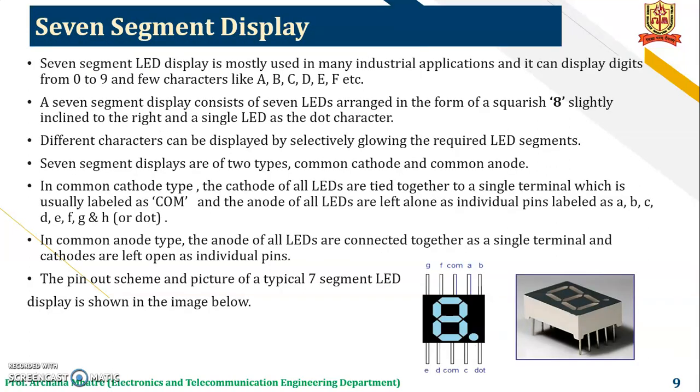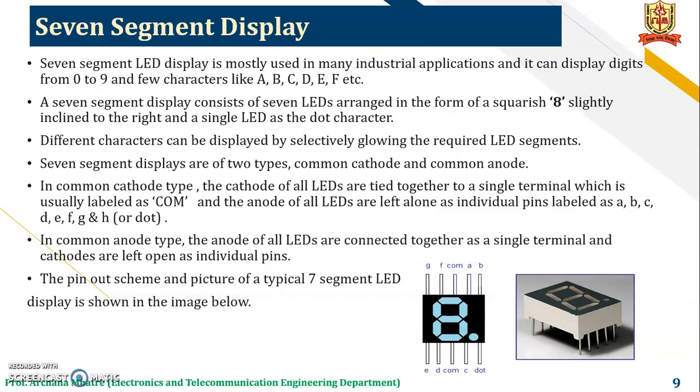Now next is the 7-segment display. Here is a diagram for the 7-segment display. The 7-segment LED display is mostly used in many industrial applications, and it can display digits from 0 to 9 and a few characters like A, B, C, D, E, F, etc. A 7-segment display consists of 7 LEDs arranged in the form of a squarish 8, slightly inclined to the right, and a single LED as a dot character.